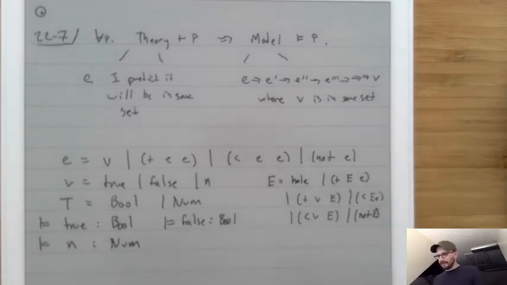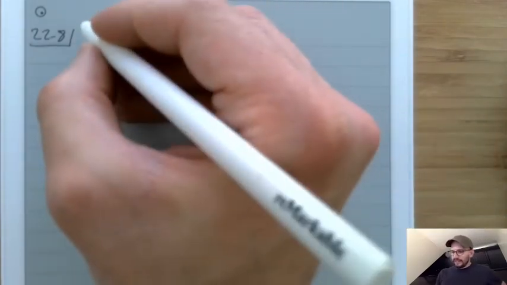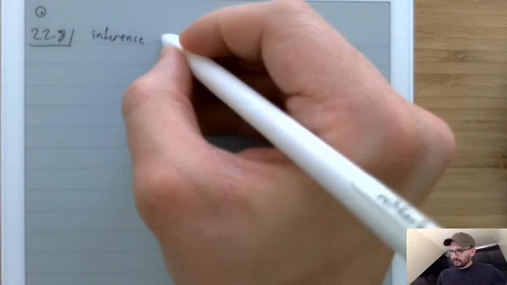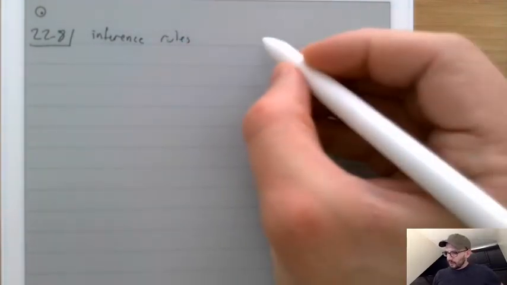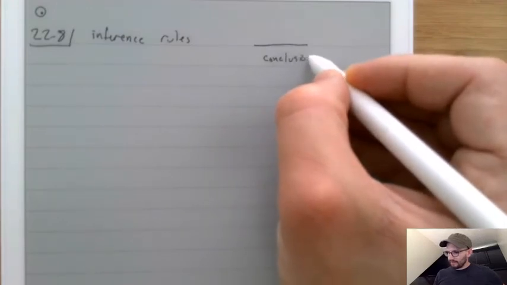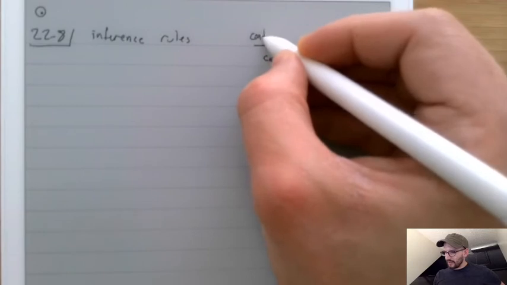Next, we need to write down the theory, the predictive theory. We're going to write down the predictive theory using inference rules. Inference rules look like this. We have a bar with a conclusion on the bottom, and then we have conditions on the top.